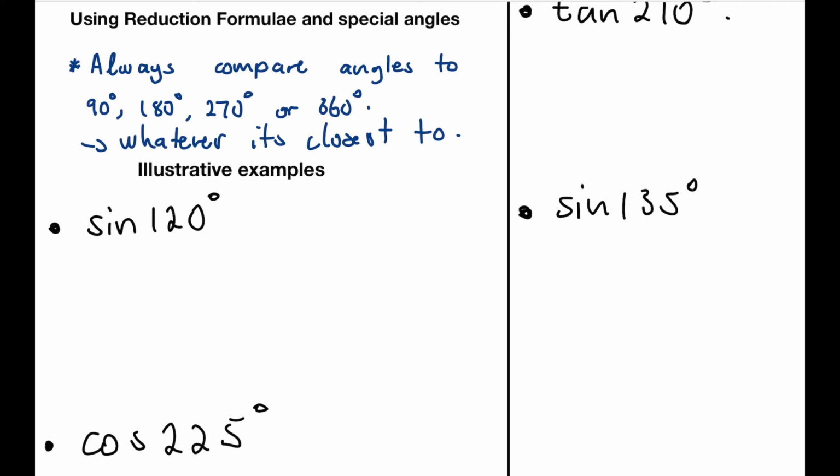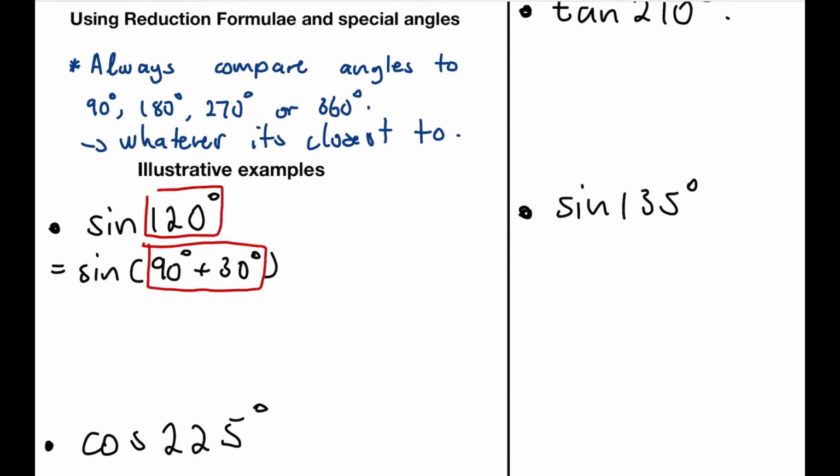Sine 120, for example. I think that 120 is closest to, I think, 90 degrees. So I could say, what's the difference between 120 and 90? It's 30 degrees. So I can rewrite this 120 as 90 degrees plus 30 degrees. Why am I allowed to do that? Because I haven't changed anything. 90 plus 30 and 120 is the exact same thing.